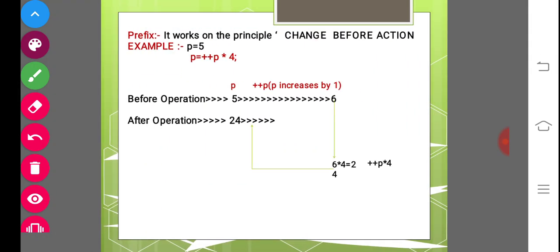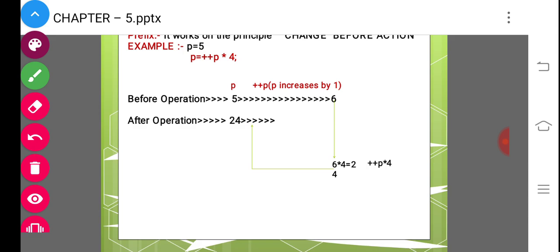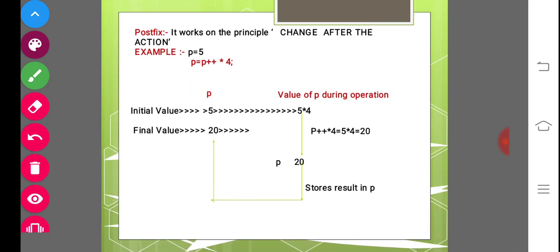In prefix, it uses the incremented value in the expression to get the result, that's why the answer is 24. Whereas in postfix, it uses the original value in the expression to get the result, and that's why the answer is 20.